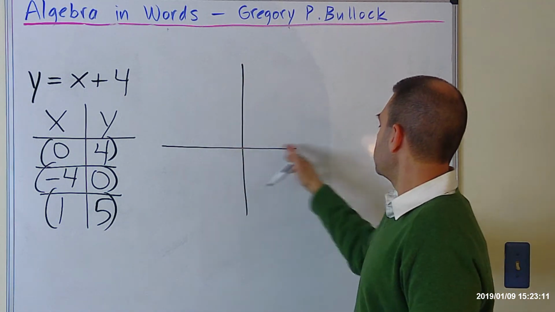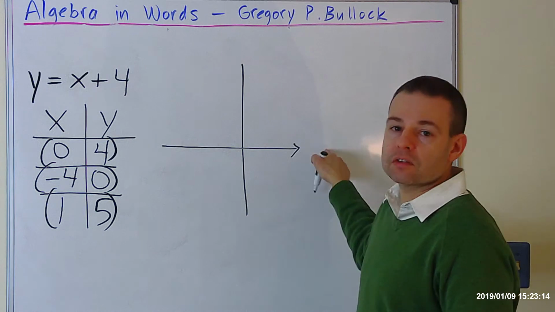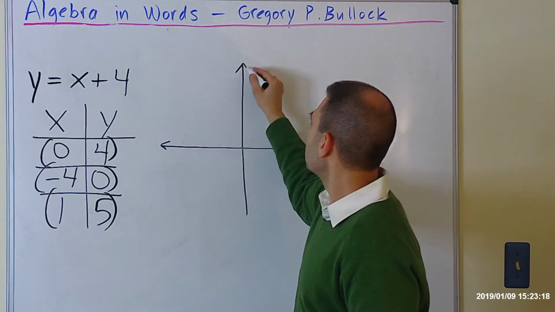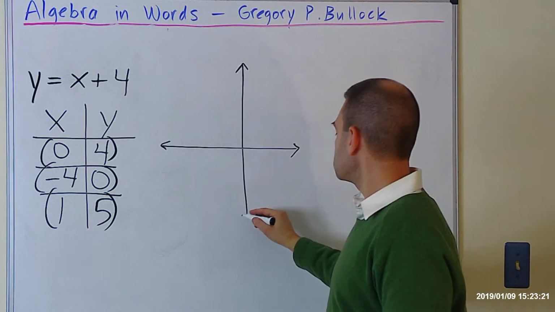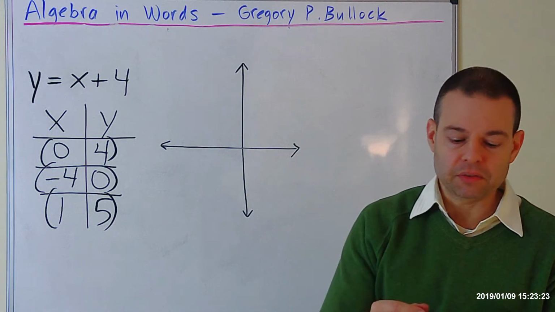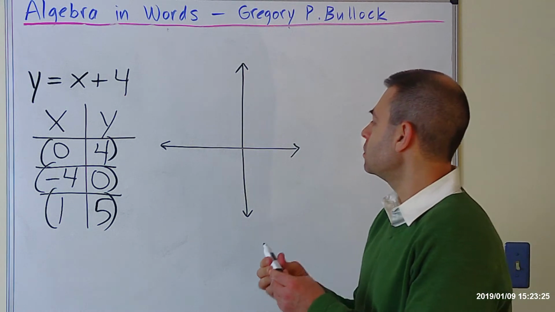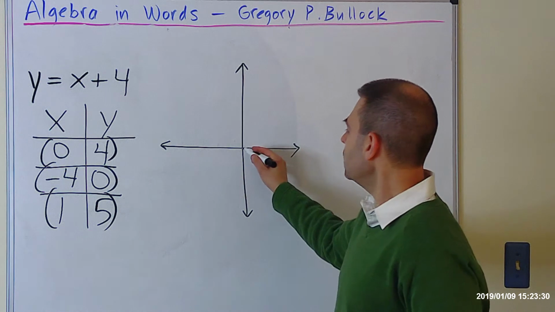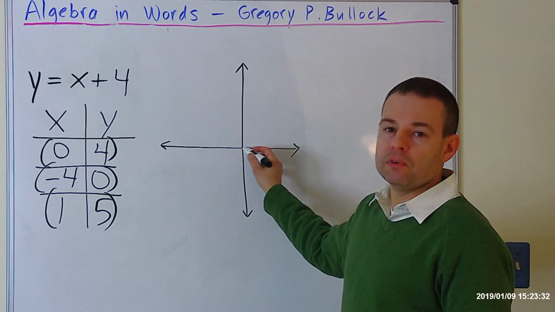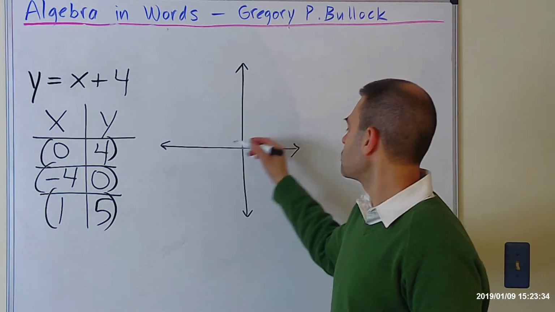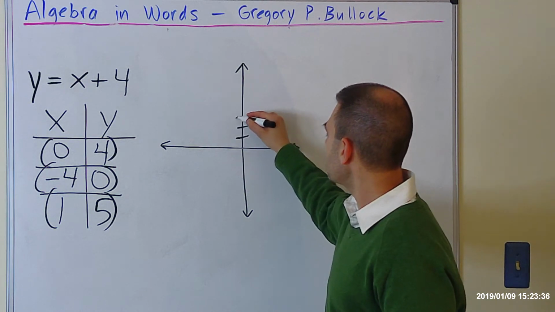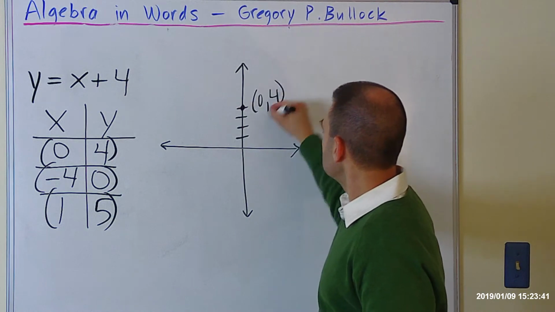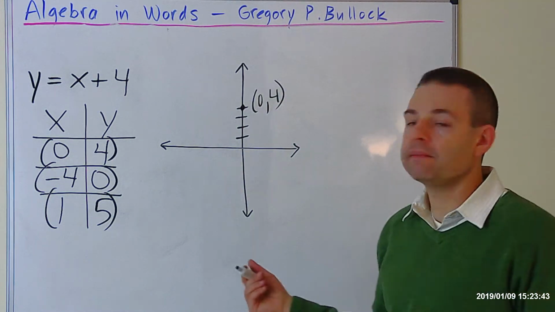Remember that as you move to the right, x is positive and goes up. If you move to the left, it goes down. As you go up, y increases, and as you go down, y decreases. So we're going to start at the origin, and we're going to plot (0, 4). Starting here, x is 0, so we don't need to move horizontally, but y is 4, so we're going to go up 1, 2, 3, 4. Draw the dot. I'm going to even label it, and that part's done.